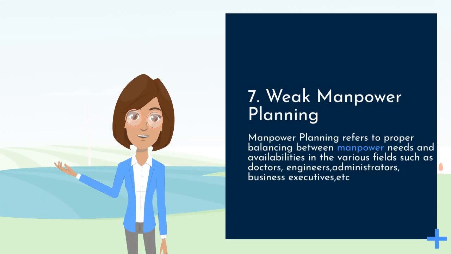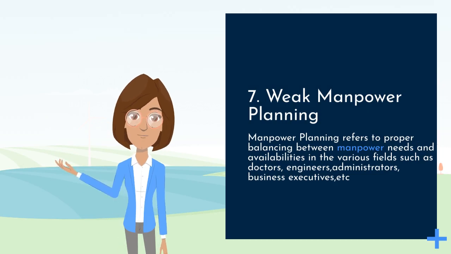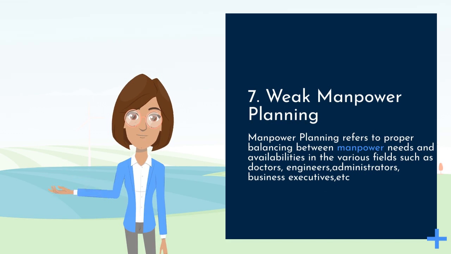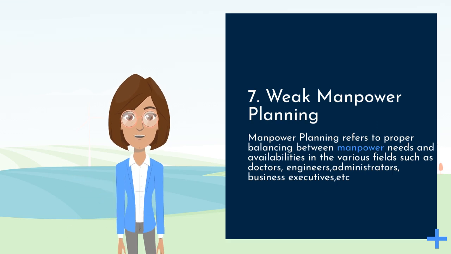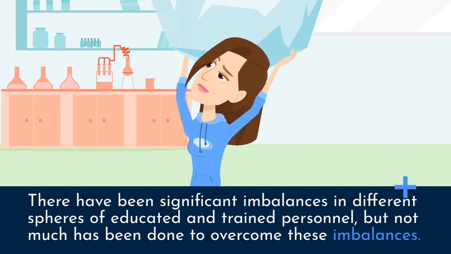7. Weak manpower planning. Manpower planning refers to proper balancing between manpower needs and availabilities in the various fields such as doctors, engineers, administrators, business executives, etc. There have been significant imbalances in different spheres of educated and trained personnel, but not much has been done to overcome these imbalances.